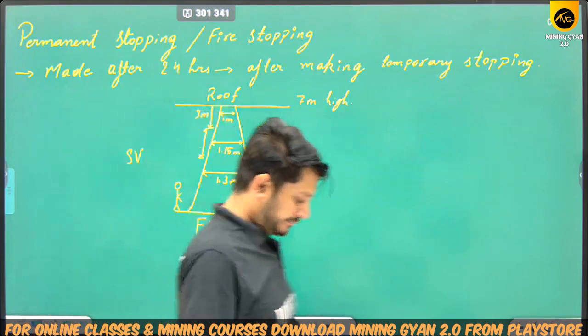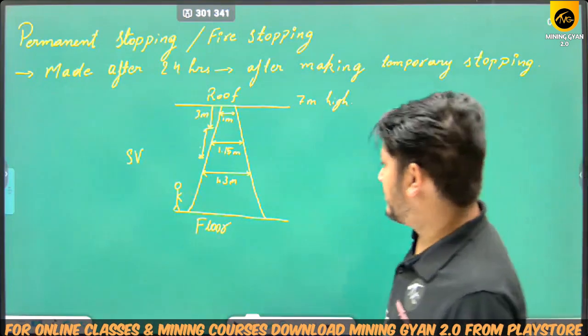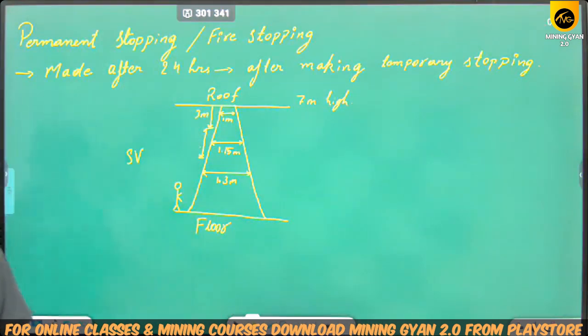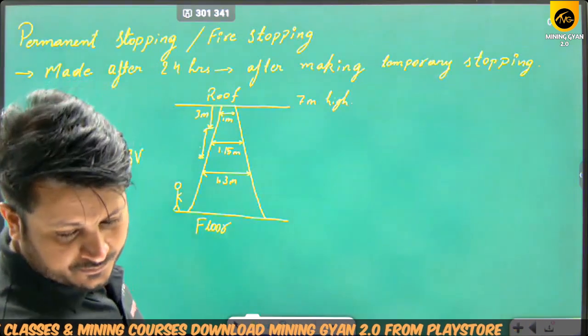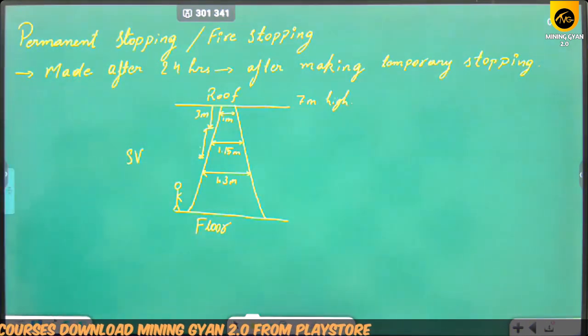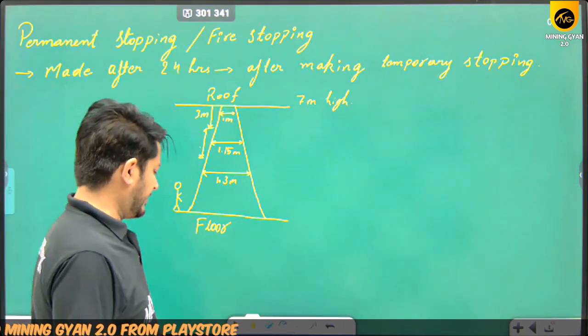Okay, so after every 3 meters, the thickness of the stopping will get increased automatically. So these were the different types of stoppings as we have studied over here.